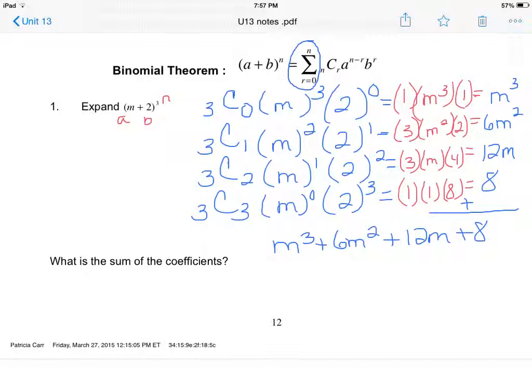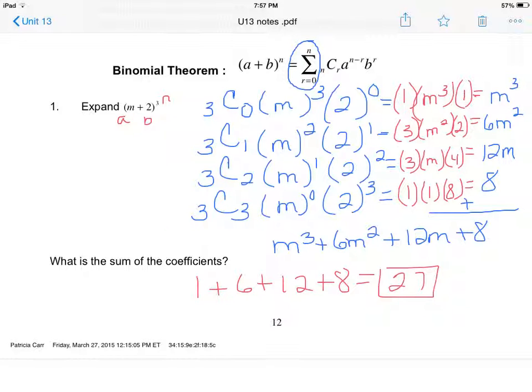And then it said, what is the sum of the coefficients? Well, the coefficients in this expression are 1, because of the 1 in front of the m cubed, plus 6, plus 12, plus 8. If I sum the coefficients, I end up with 27.